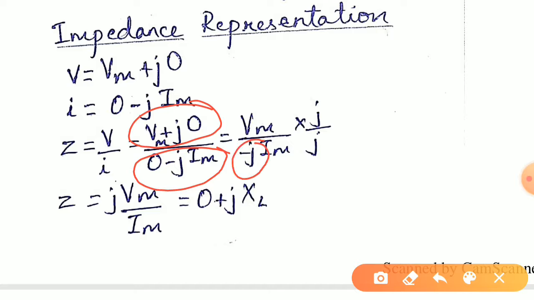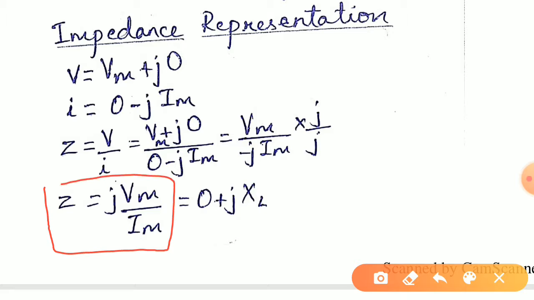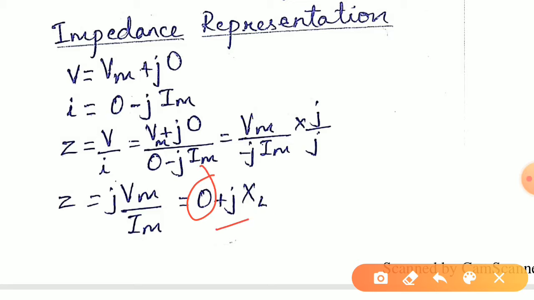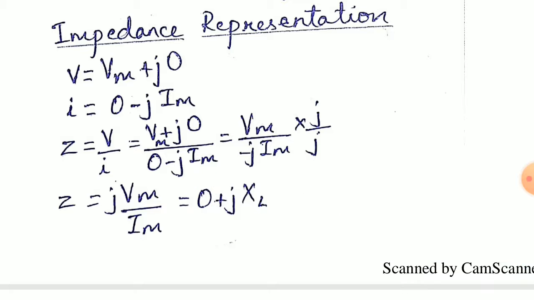For removing this minus j, we multiply and divide with the j operator. As a result, we get Z equal to j into Vm upon Im, which is equal to XL. So the impedance for an AC circuit containing pure inductance is 0 plus j into XL. This is the value of impedance in case of this circuit.